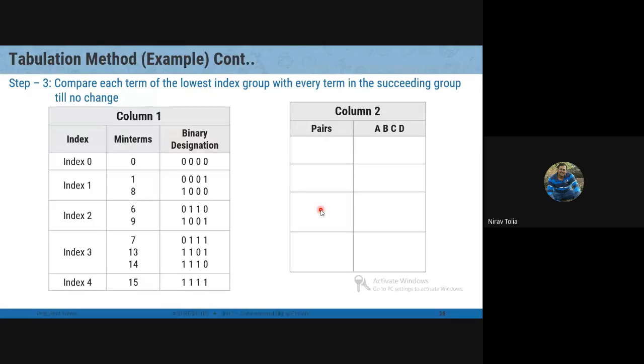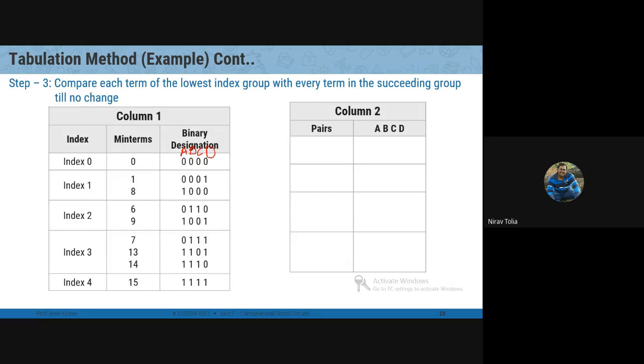Okay, so this is the pair, and this is our answer. And in our answer, we have the binary representation. This is my A, this is my B, this is my C, and this is my D. Okay. So what does rule 3 say?